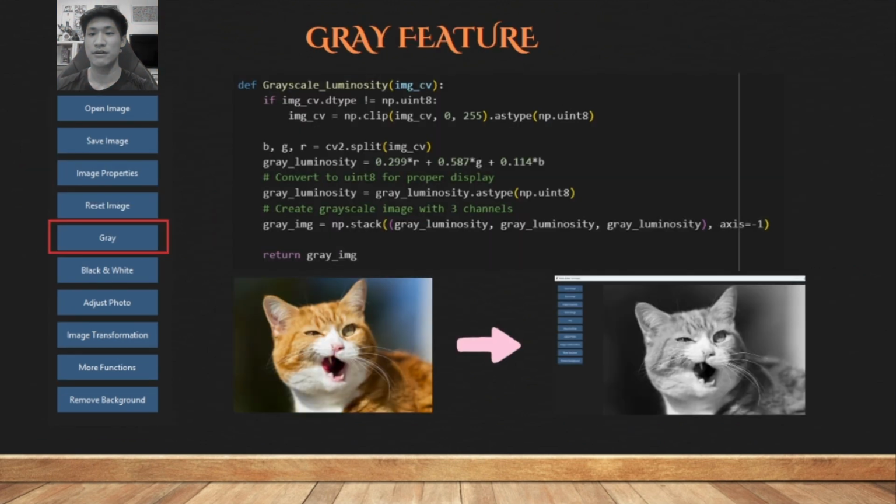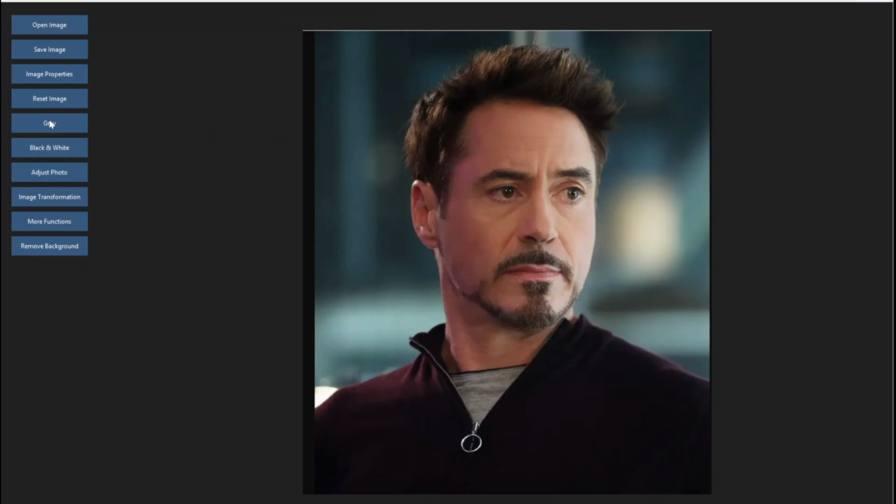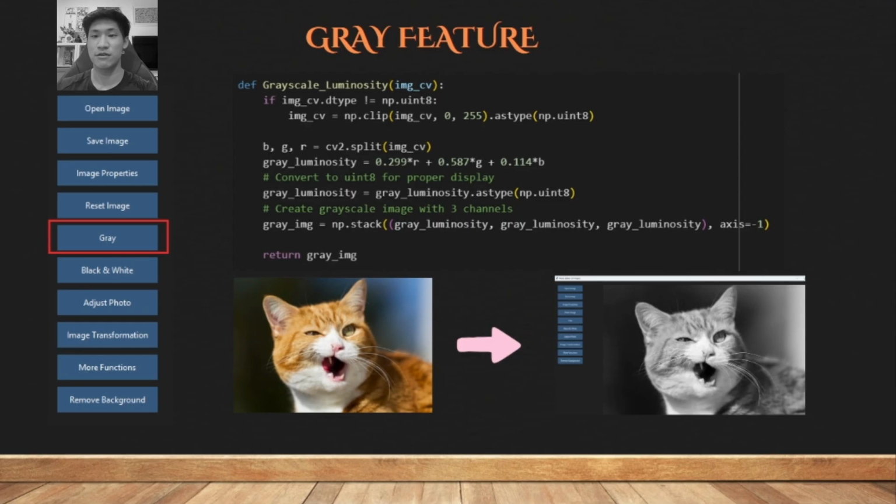Now let's talk about the gray feature in our software. This function converts a colored image into grayscale using luminosity, which helps maintain brightness as perceived by the human eye. When you click the gray button, the program processes the image by first checking its data type. If it's not already in an 8-bit format, we clip the pixel values to stay within the valid range of 0 to 255. Then we split the image into 3 channels, red, green, and blue, using OpenCV.